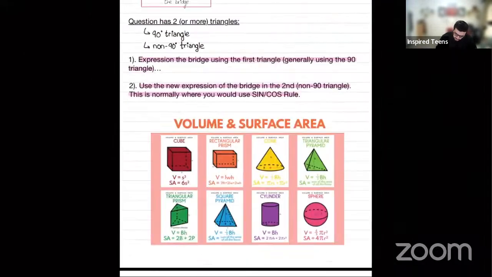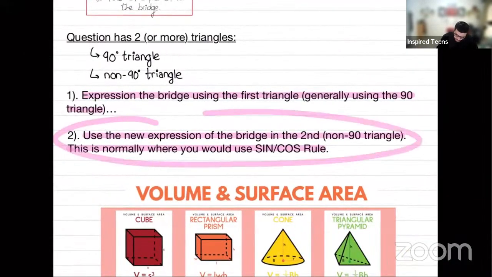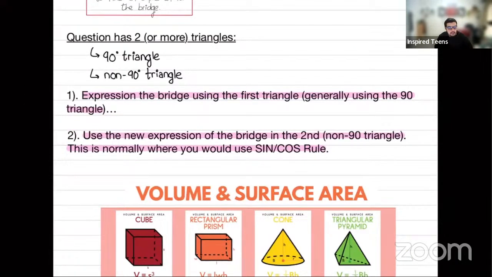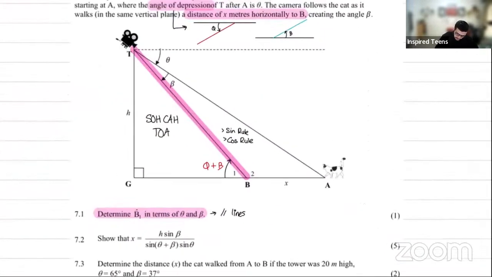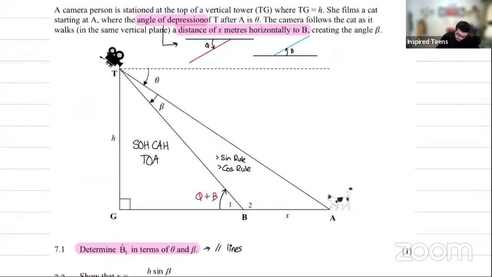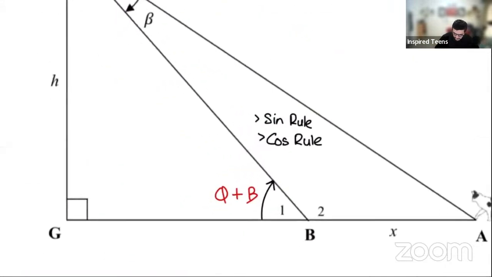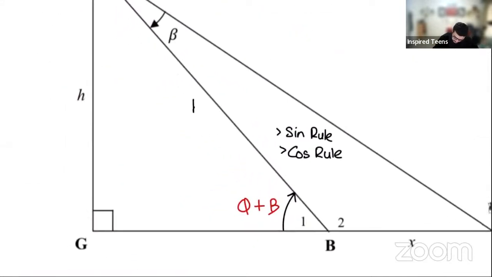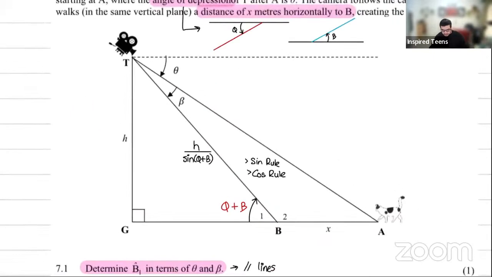So now let's follow step number 2. Use this new expression of the bridge in the second non-90-degree triangle. This is normally where you would use sine or cos rule. So now we've completely ignored this guy. We're done with it. We can even write it neatly: TB is now H over sine theta plus beta, that's the expression for TB. That's what TB now is.